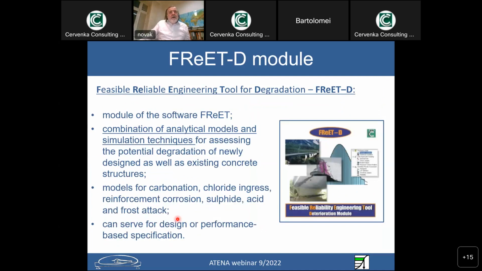Okay, just one word about the FReET D module. As I mentioned, we accumulated a lot of models for carbonation, chloride ingress, reinforcement corrosion, sulfide, acid, and frost attack under the umbrella of the special FReET software. And in such a way, we can make degradation modeling of newly designed or mainly existing concrete structures, and make time-dependent estimation.